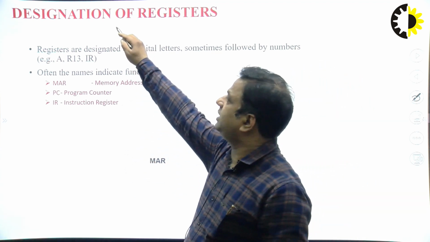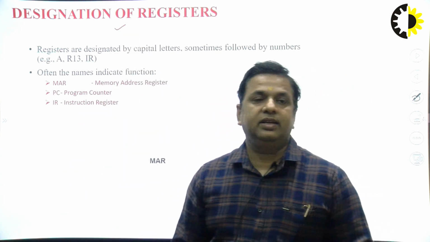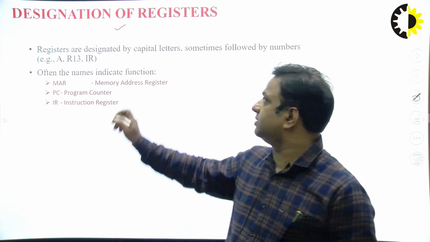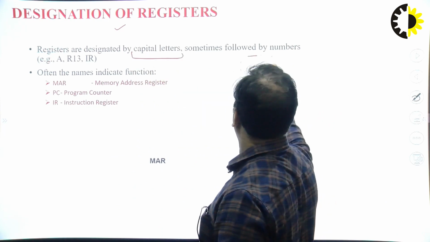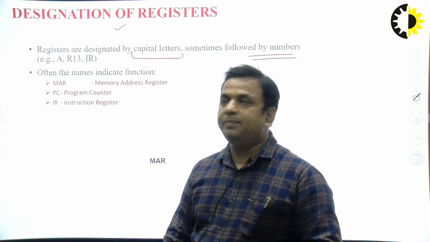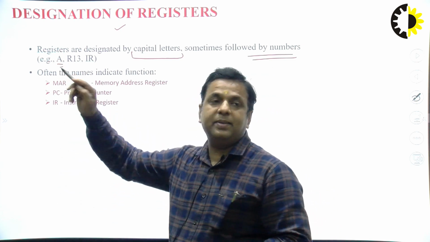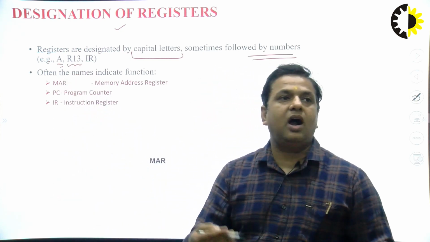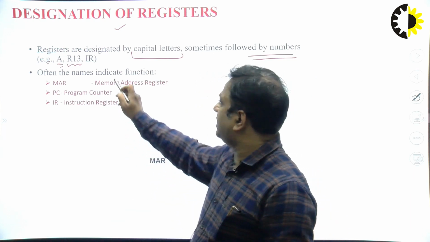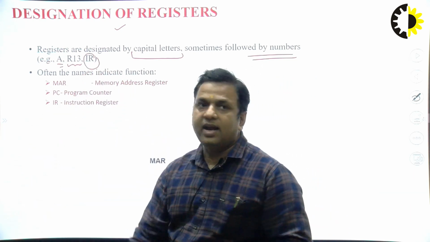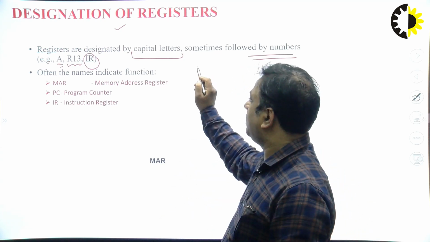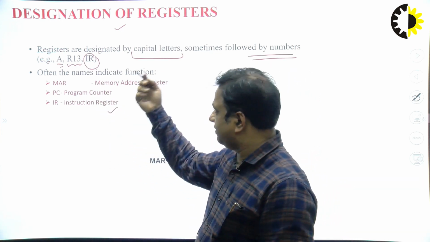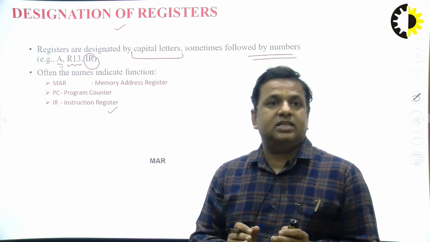Next, the designation of the registers. What are the different ways to write the registers? How can we designate the registers? So registers are designated by capital letters, sometimes followed by numbers, right? For example, we can call a register by the name A. We can call a register by the name R13, R1, R2, R3, like that. Or there are certain registers that have standard names, for example IR, which we call the instruction register. Similarly, we have different types of registers that we designate with a specific name.